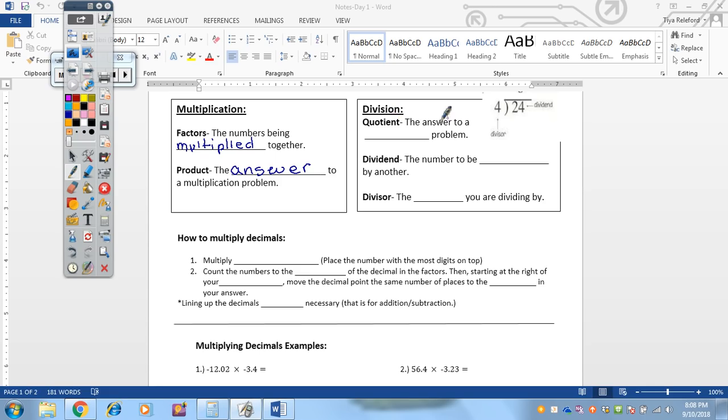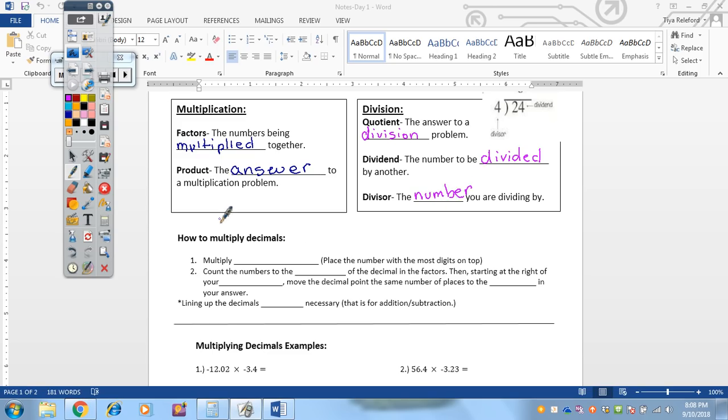When we're dividing, the answer to a division problem is the quotient. So when it says, what is the quotient? You're supposed to divide. And the dividend is the number to be divided by the other. That's the inside number. When you were younger, you used to say the big number, but we know now that you can actually put the small number inside. And the divisor is the number you are dividing by.